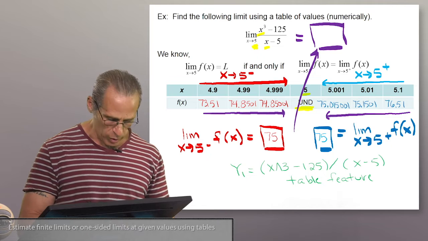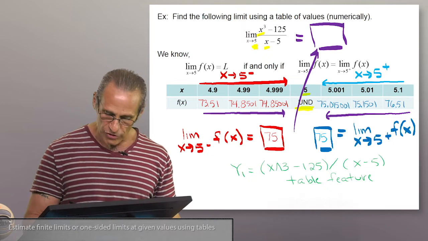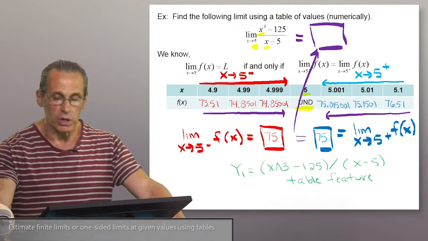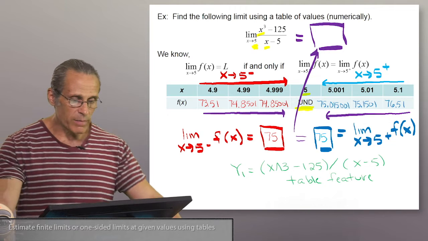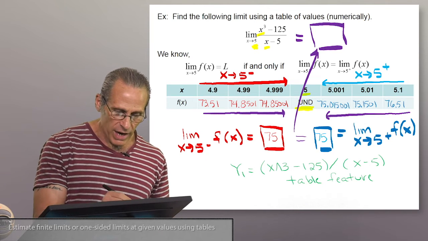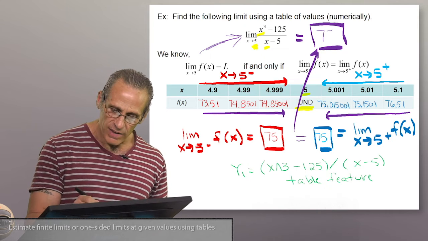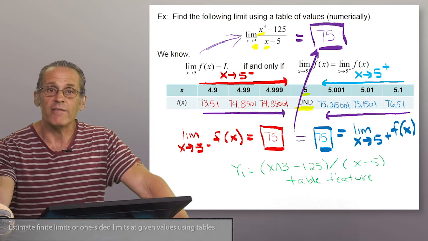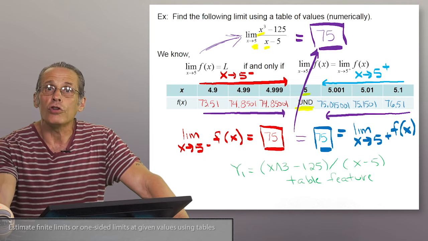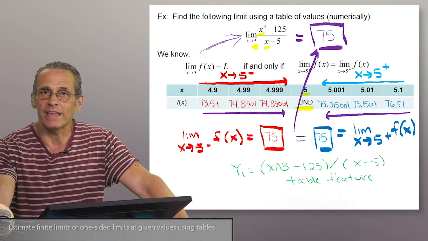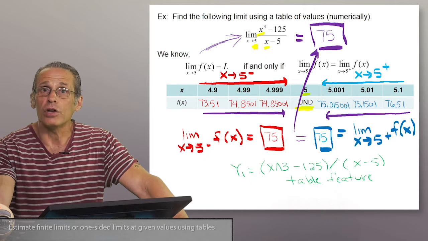Then I ask myself the only question that really matters in my entire life, which is, are the left and right-hand limits equal? And they are. So that means when I come back to the question, which is right here, ladies and gentlemen, my two-sided limit as I approach 5 is 75. And for my very last sentence, if those two limits, the left and right-hand limits, would not be equal, we would say that the limit as I approach 5 does not exist. But here it does. Thank you.